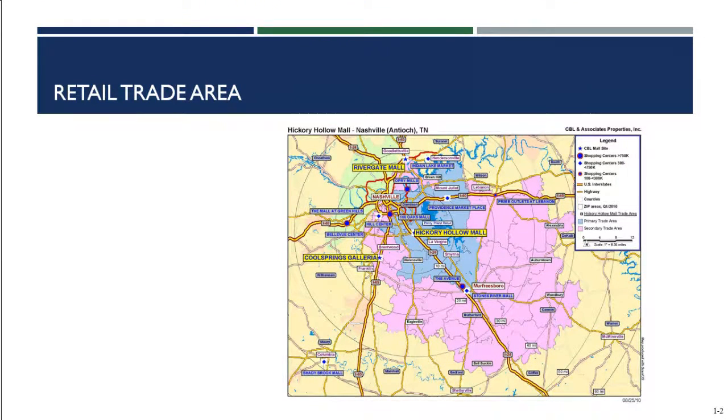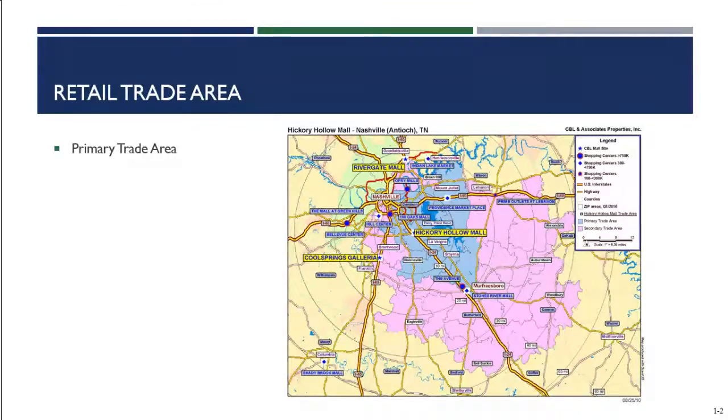So this is just an example of Hickory Hollow Mall in Nashville, Tennessee, and their trade area. You can see the mall site, and you can see the blue area, which is their primary trade area, and the purple area, which is their secondary trade area. So this will all make sense here in just a second.